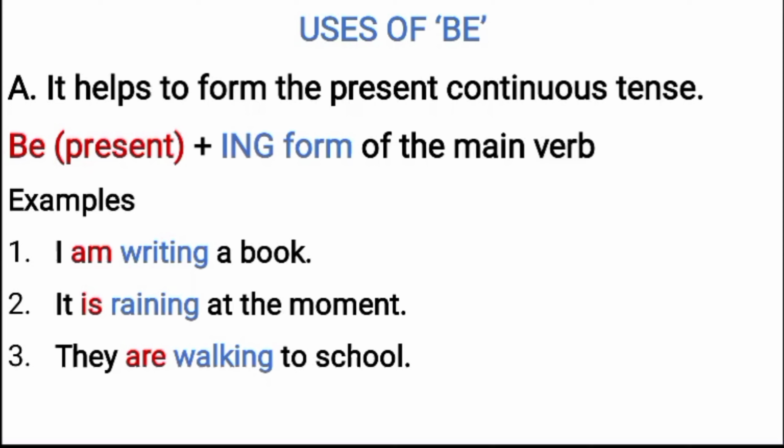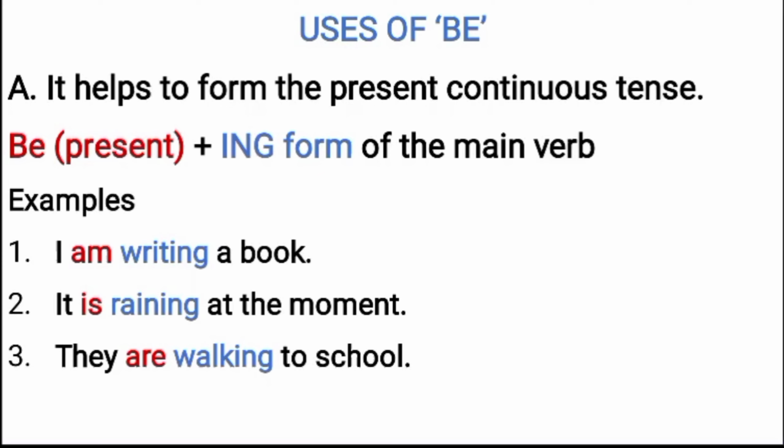Let's take some examples. I am writing a book. The present form of the verb be, which is am, is used together with the ing form of the main verb, which is writing. Please note that the subject of the sentence must agree with the auxiliary verb. So in this example, we have the subject I, which goes with the auxiliary verb am.